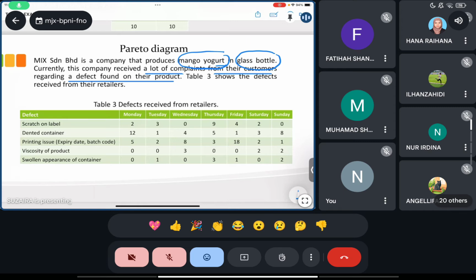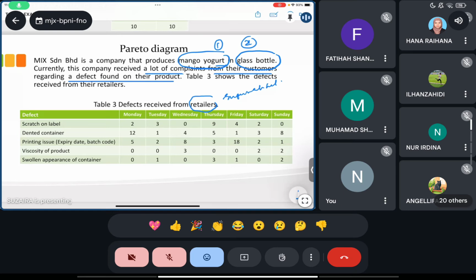Okay. So number one, number two. So table 3 shows the defects received from their retailers. Okay, so this is actually the table that shows the defects received from retailers. Retailers is actually like a supermarket, all right. So probably they receive a complaint from a customer, so they just compile the complaints together, or even based on the handling process. So when they receive the products, they log into the complaint.